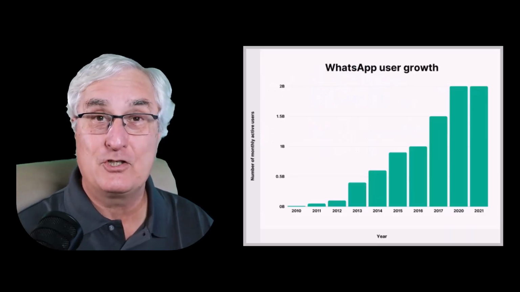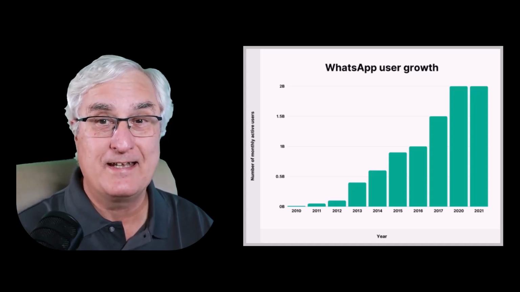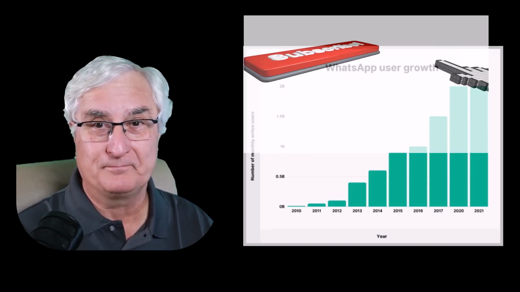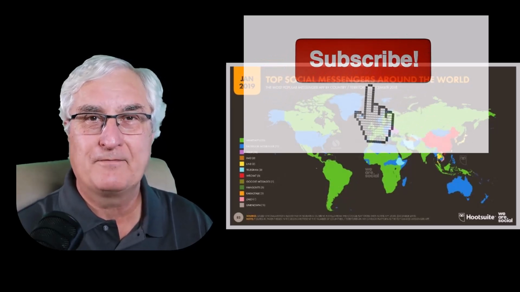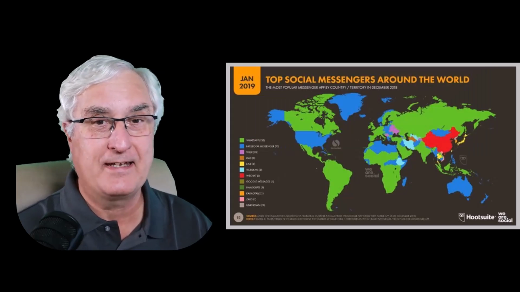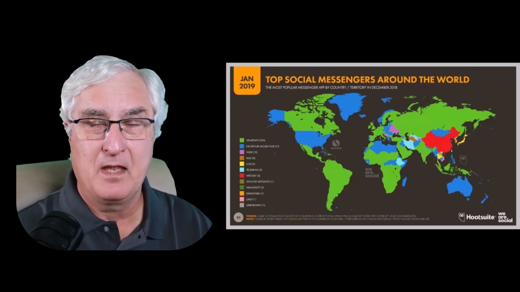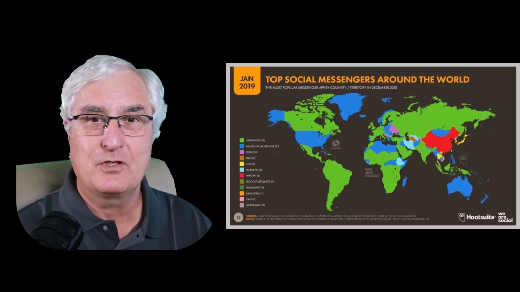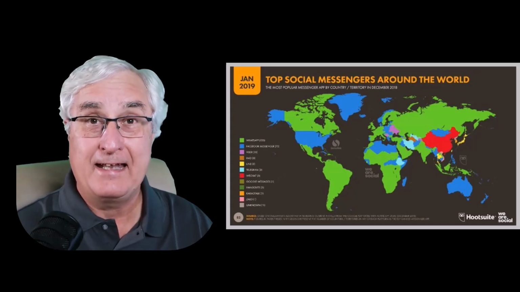In this slide, this shows you the massive growth since its inception in 2009 to current values of almost 2 billion users. Now, I wanted you to take particular note of this slide. Unfortunately, I could only find it for 2019, and the slide is not that easy to see, but it does show you the top social messengers around the world. I want you to draw your attention to the green. The green is the dominant social messaging platform in that country, and as you will see, green is the majority of the world. That is WhatsApp.